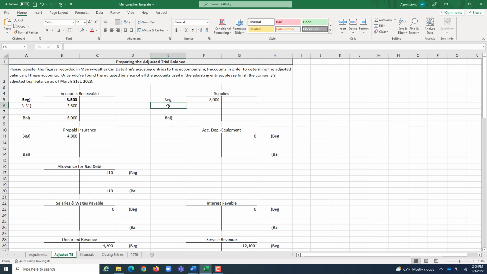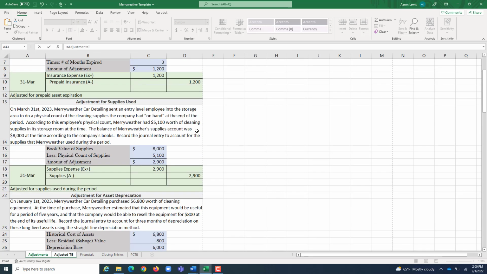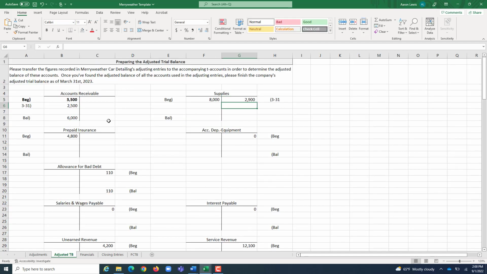We have supplies in here. Well, we probably made an adjustment to this on 3/31. In fact, I know that we did. And we credited it in our adjustment because we reduced the value of supplies to account for the amount of supplies that we expended during the period. Well, how much did we reduce supplies by? I'm going to hit equals, go back to my adjusting entries and find our adjustment for supplies, which is right here. We credited supplies by $2,900 in that adjustment. We did so to reduce it from its $8,000 book balance down to the $5,100 we had in our physical count.